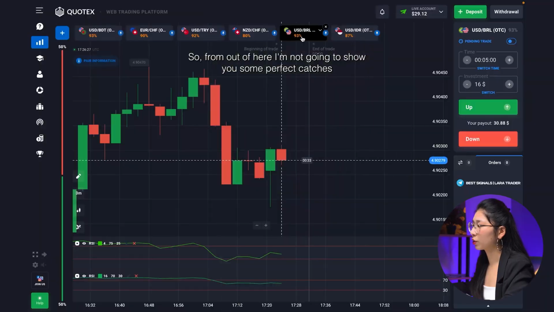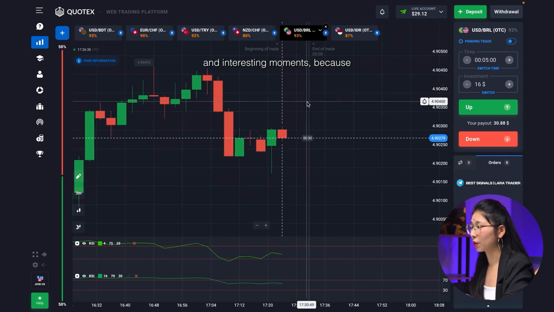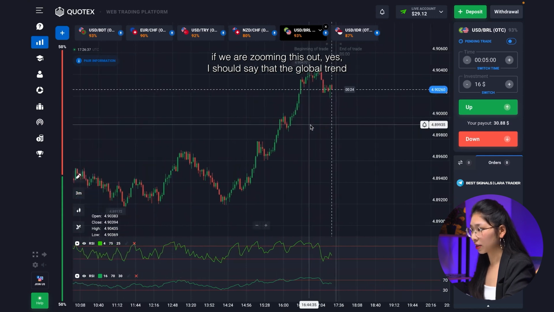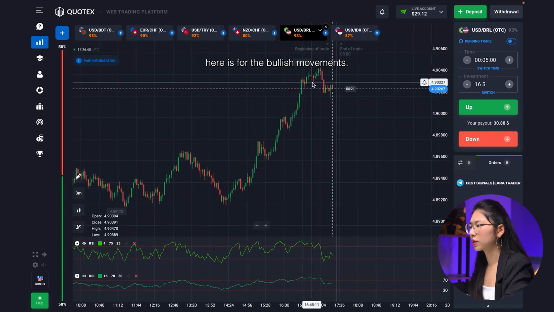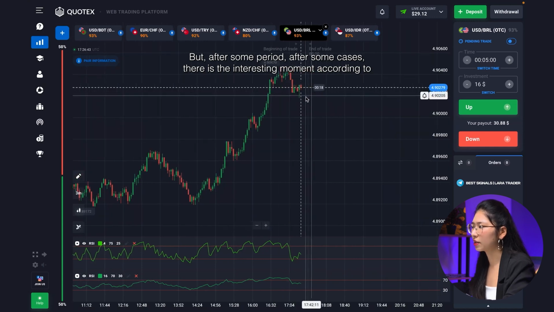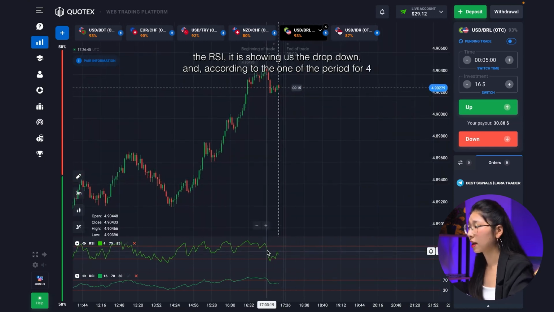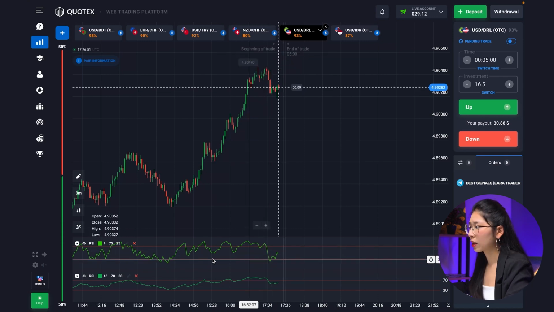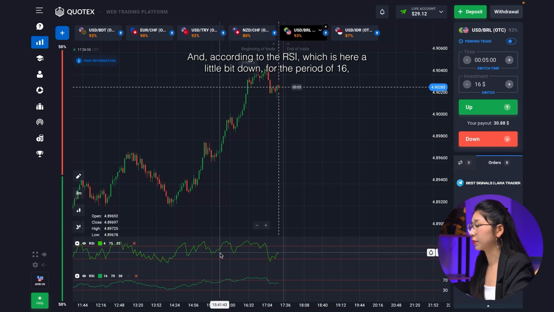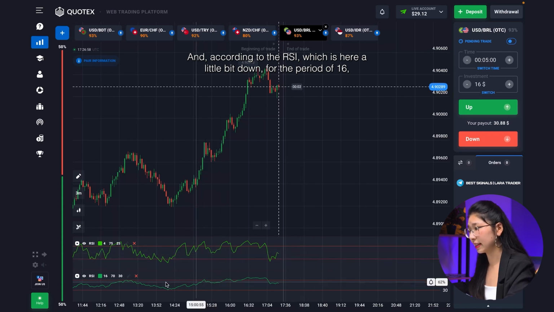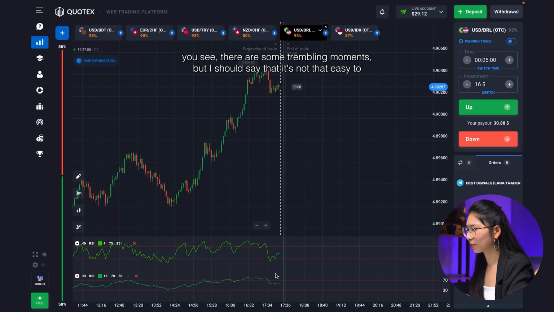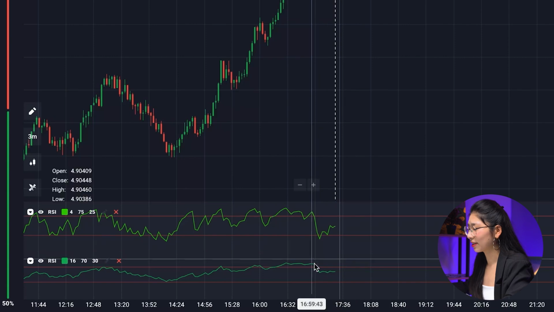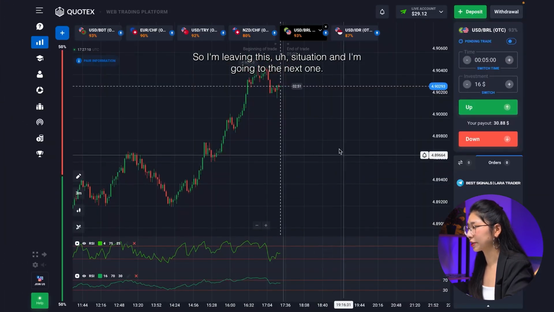So from out of here, I'm not going to show you some perfect catches and interesting moments, because okay guys, if I zoom this out, yes, I should say that the global trend here is for the bullish movements, but after some period, after some cases, there is interesting moment according to the RSI, and it's showing us a drop down, and according to the one of the period of 4-4, and according to the RSI, which is here a little bit down for the period of 16. You see there's some trembling moment, but I should say that it's not that easy to make the next conclusion. So I'm leaving this situation, I'm going to the next one.